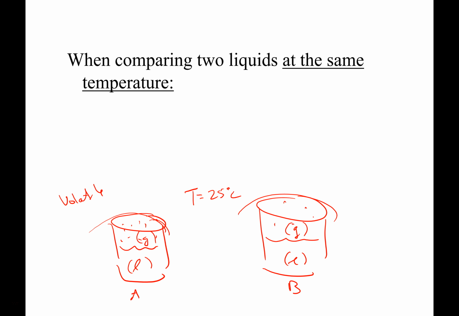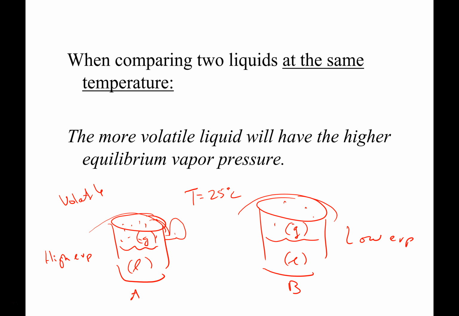High. Yep. Sometimes I put a little pressure gauge here. If we put a pressure gauge here, this would have a high EVP, equilibrium vapor pressure. Yep, you got it. In italics, the more volatile liquid will have a higher equilibrium vapor pressure. When in doubt, draw beakers. Put little watch glasses over them and let your system come to equilibrium.